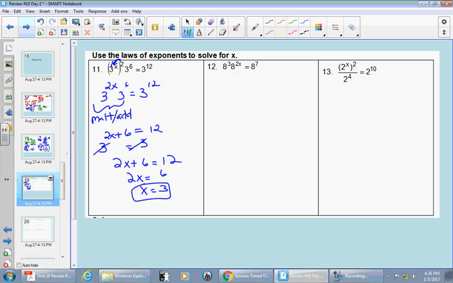Okay, so on number 12, we need to first combine these two 8s and get 1 8 on each side. It's multiply, so we're going to add the exponents. So we'll have 1 8 with 3 plus 2x equal 8 to the 7th. Then we can cancel the bases and solve with the exponents. So we have 3 plus 2x equals 7. When we subtract 3, we get 2x equal 4. And when we divide by 2, we get x equal 2.